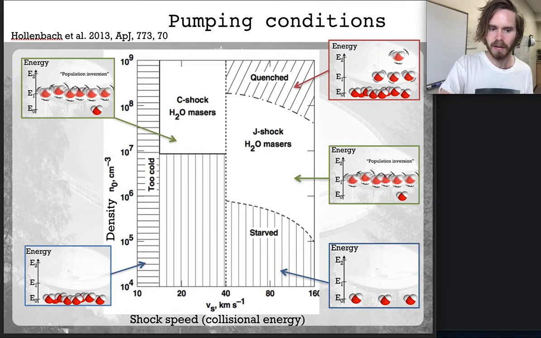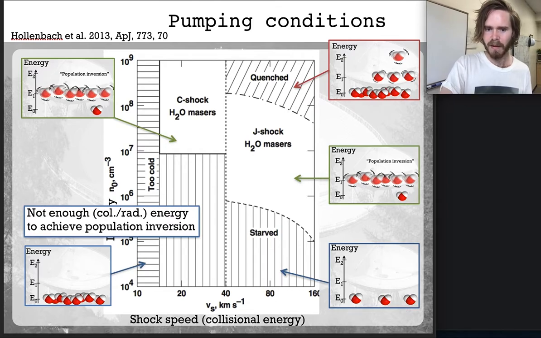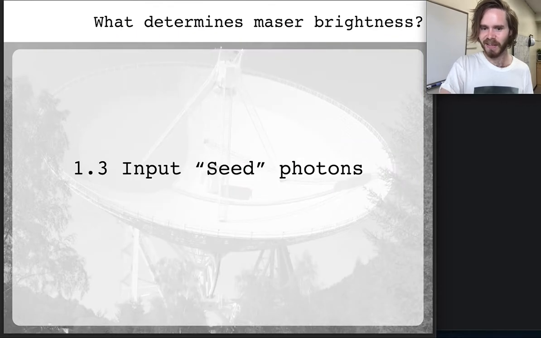Let me go to the next slide. Oh man, not enough collision. We should have gone through that.